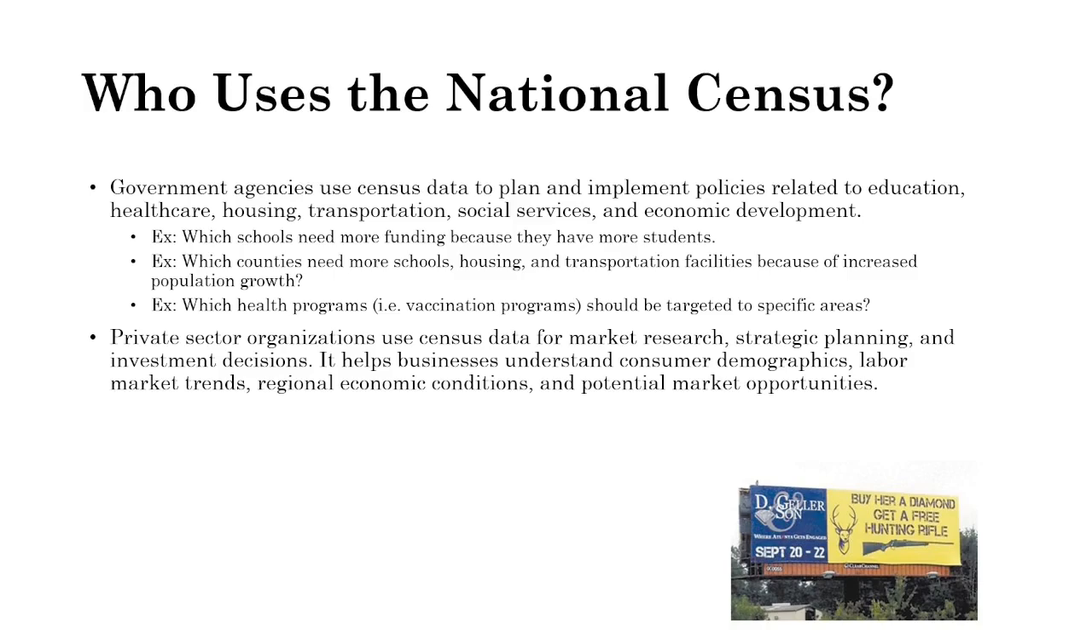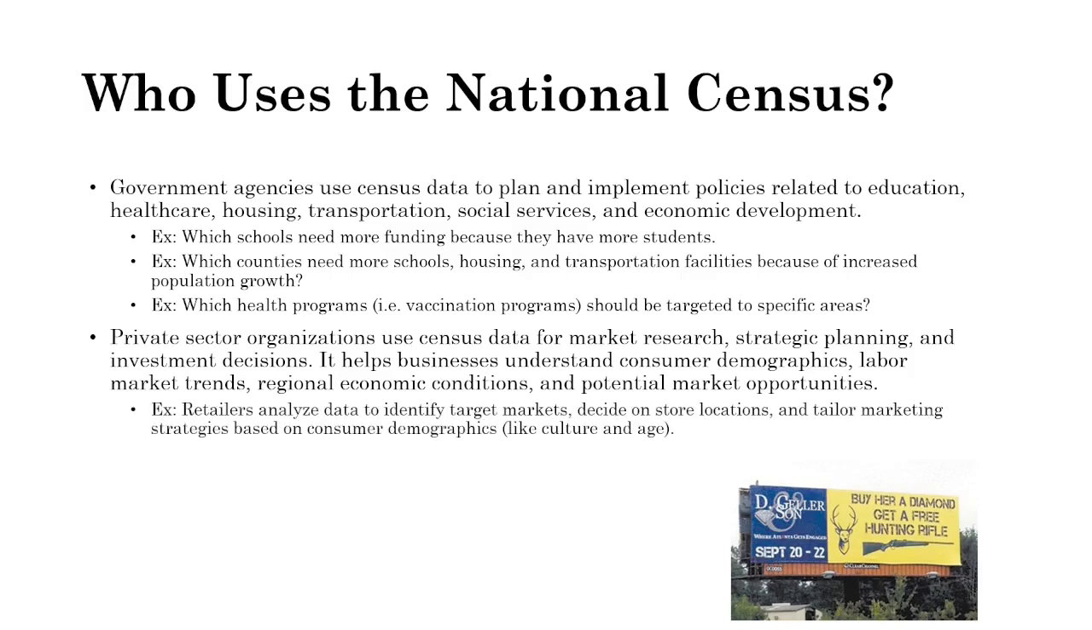They could also look at labor market trends. They could look at regional economic conditions. Maybe areas aren't good to put a business, so they're not going to put a business there. They could also look at potential market opportunities. So they could look at where is everyone moving? That's a lot of population. That's a big market. We should open up an Olive Garden there.